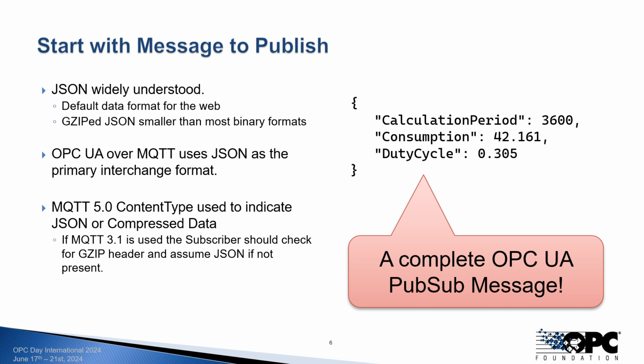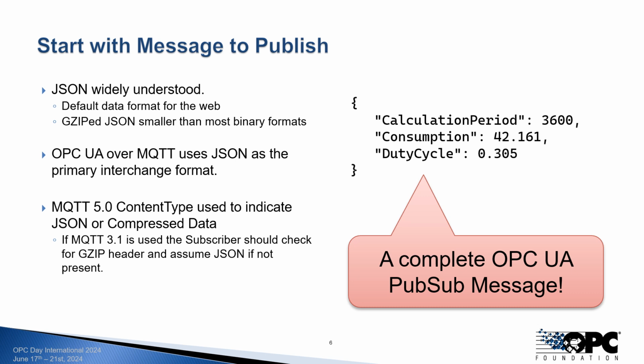And JSON is the default format for the web or any sort of enterprise applications. They have native support for it. Any JavaScript application has JSON serialization as a core part of the language itself. And so you create the JSON message and you send it out, and this becomes an OPC UA PubSub message. This is it. That's all you need to send.